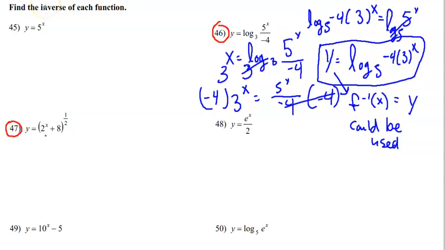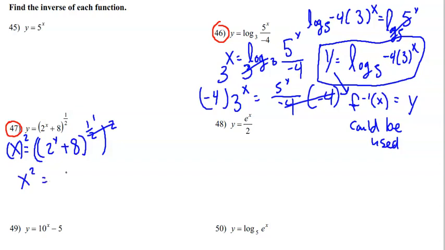Alright, let's do one more on this section. Number 47. y equals parentheses 2 to the x power plus 8 all to the 1/2. So we're going to switch x and y and solve for the new y. So the first thing we want to do is get rid of this 1/2. So we're going to exponentiate each side by the reciprocal, which is 2. So exponentiate by 2. Those cancel into 1. So you have x squared equals 2 to the y plus 8.